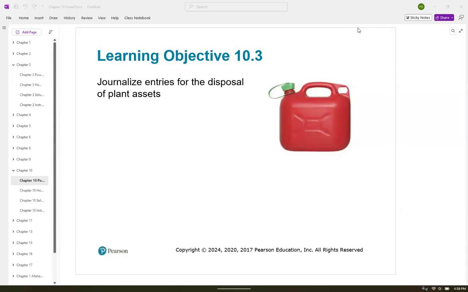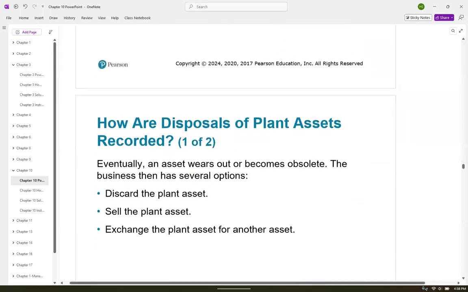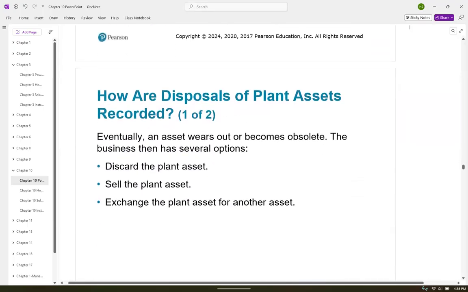All right, we're on learning objective 10.3, and now we're going to learn to journalize a disposal of a plant asset. Eventually the assets wear out or become obsolete. The business then has several options. They can discard it, they can just throw it away. Sometimes that's not possible, especially if it's something that might have chemicals in it. We can't just throw it in the trash. We may sell a plant asset or we may exchange it for another asset.